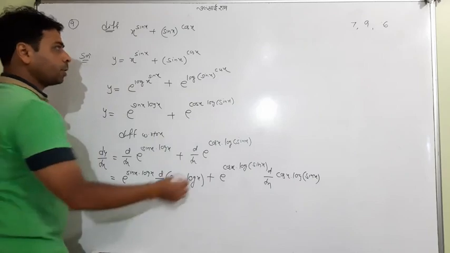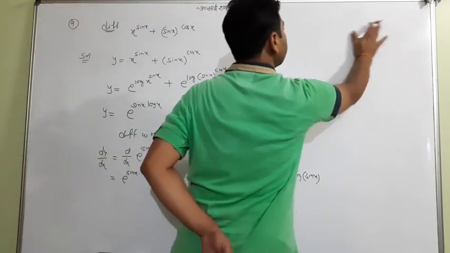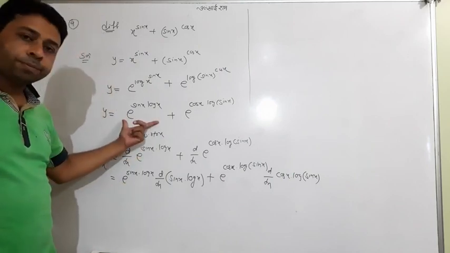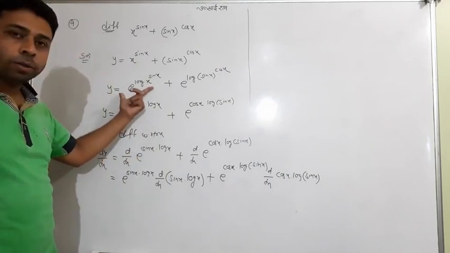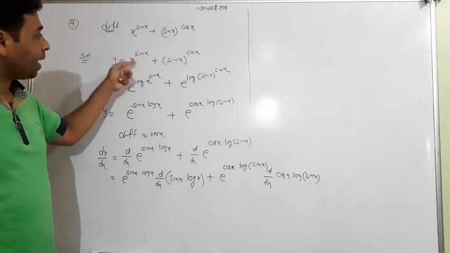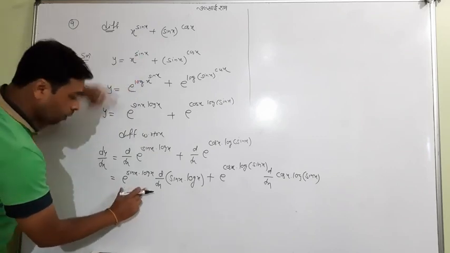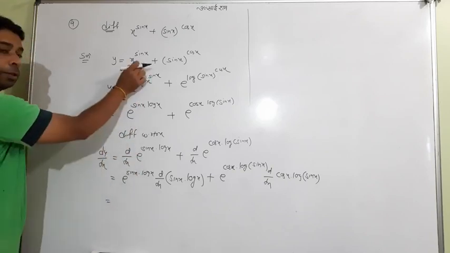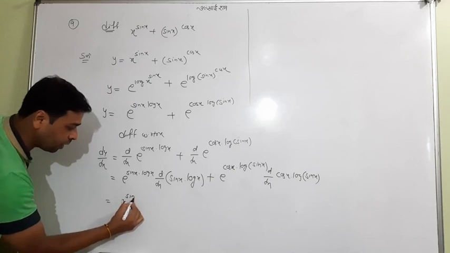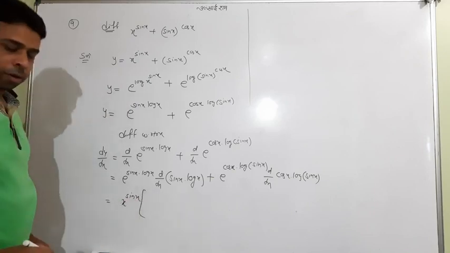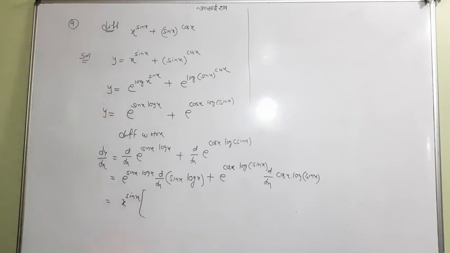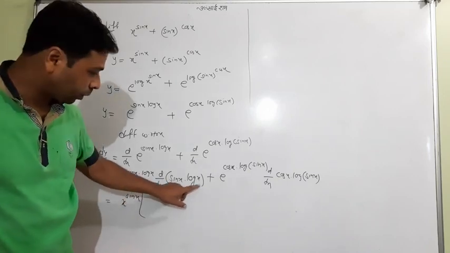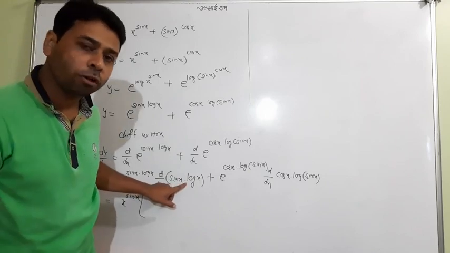Now what to do next? E to the power sin x into log x came from here, which is x to the power sin x. Actually this and this are the same, because this term came from here. So you can write x to the power sin x freely here without any explaining. What about the next? Sin x into log x: we have two functions in multiplication, so use the multiplication law under differentiation.